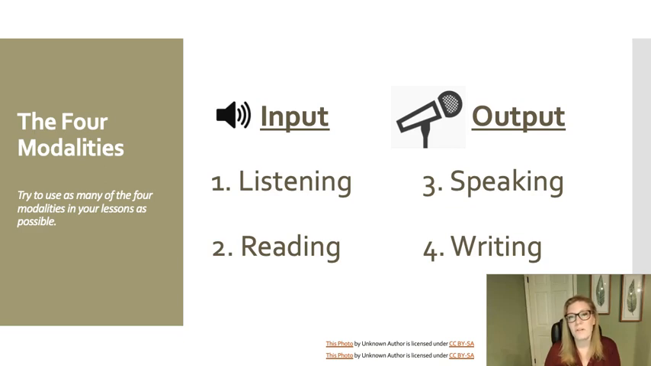So when you're thinking about the lesson that you're about to teach, I encourage you to ask yourself, how much of that lesson will my students spend listening, reading, speaking, and writing? If you fall low in one of those areas, that's all right. Keep it in mind for the next lesson that they need to be spending more time in the other modality.